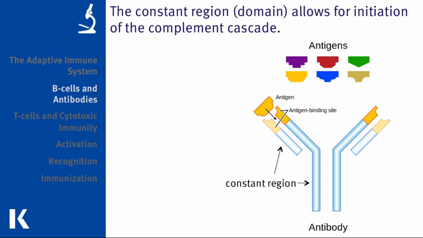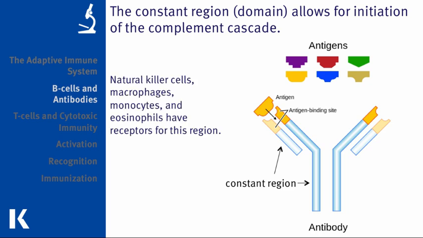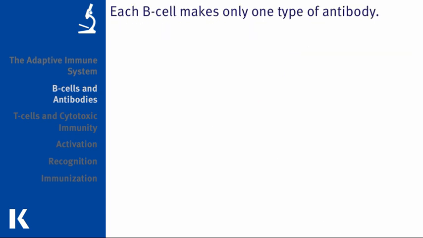The constant region is responsible for binding to the immune cells and letting them know it's time for them to get to work. The constant region is a part of every antibody, and it's also recognized by many of the most important innate immune cells, including natural killer cells, macrophages, monocytes, and eosinophils. While this list isn't exclusive, it is a good representation of some of the most important cells to know for the MCAT.